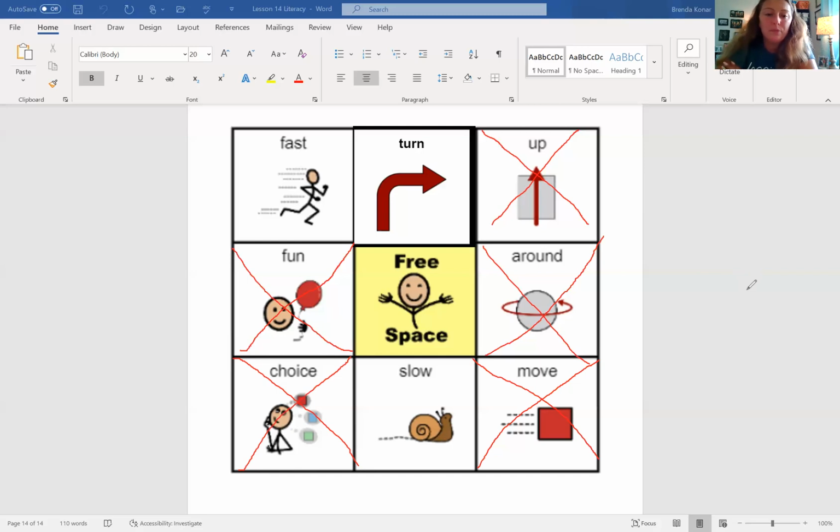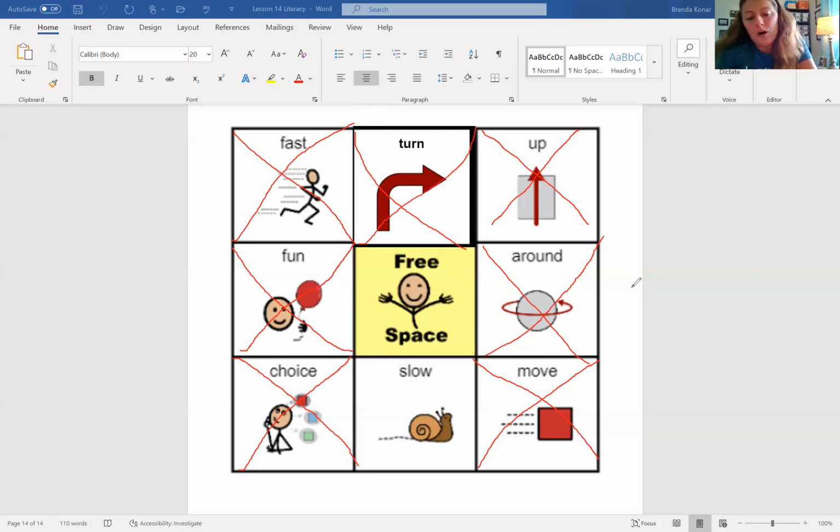All right, 3 more. What does it mean to move quickly like a cheetah? Pause if you need more time. I'm going to give you the answer. To move quickly like a cheetah means to move fast. Fast like a roller coaster. Okay. What does it mean to change directions? So if you are walking, and you change directions, you are what? Okay, pause if you need time. To change directions means to turn.